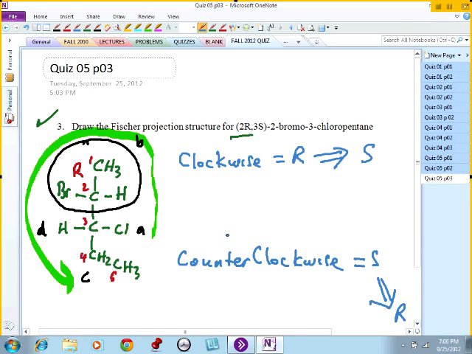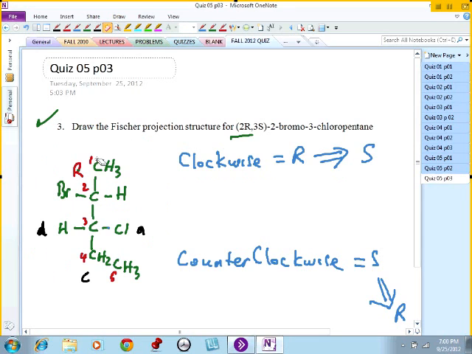R. Okay? Now the question is, what do they want us to write? They want us to do S, right? So actually, what we have here is R, right? What we have here is R. So the thing they want us to write is S, so that means the chlorine is here, the hydrogen is here, and now this is S.